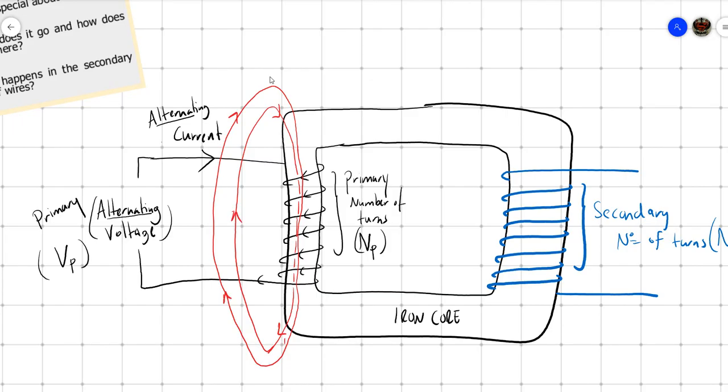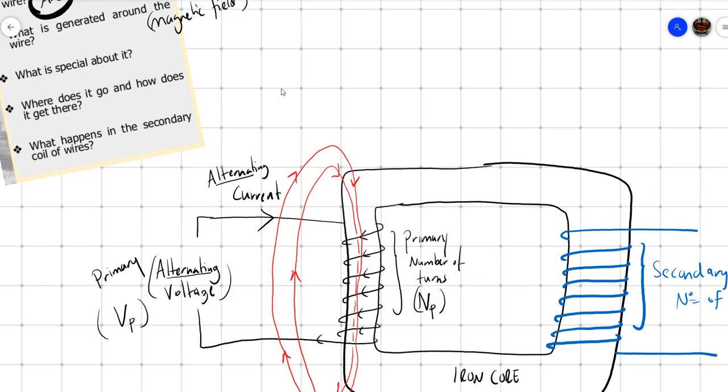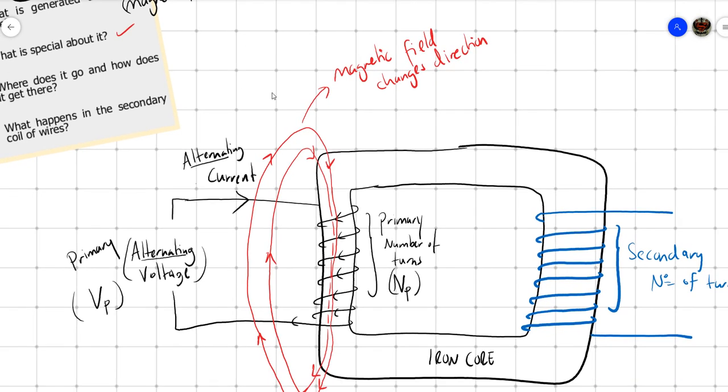That's how the magnetic field looks. It's a loop. Now, the next question is, what is special about this magnetic field? So we've got a magnetic field there. Now, this magnetic field changes direction. Why did this change? Why did the magnetic field change direction?